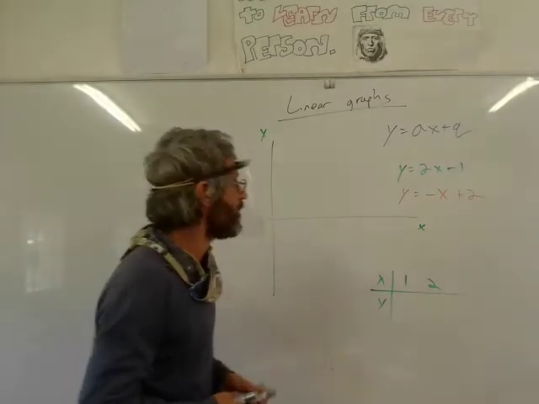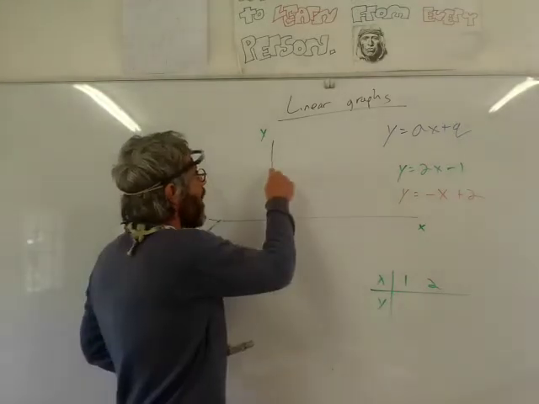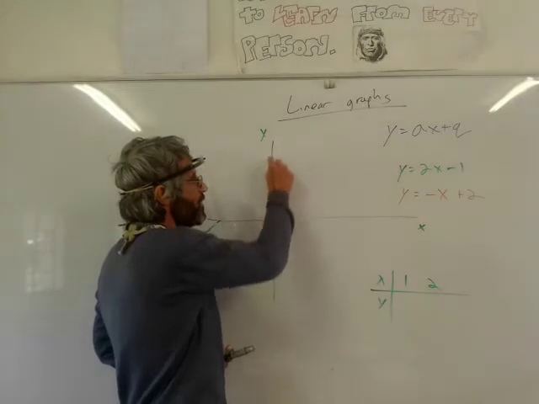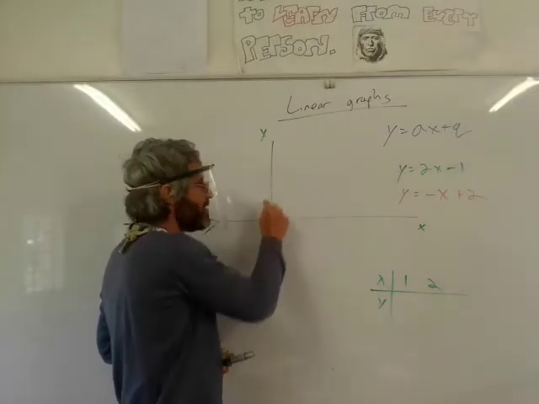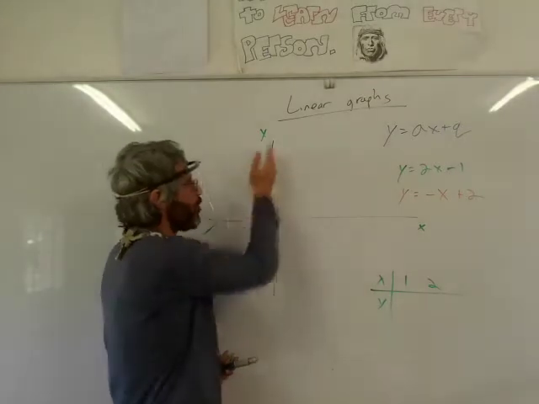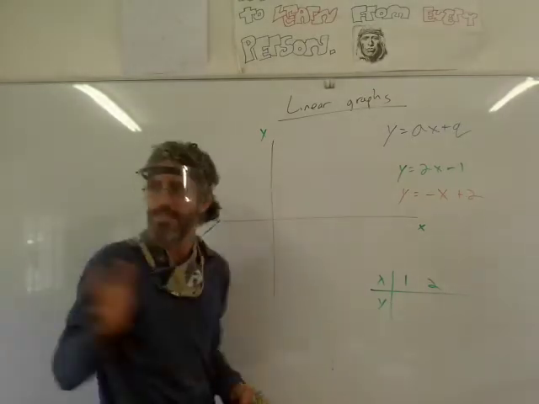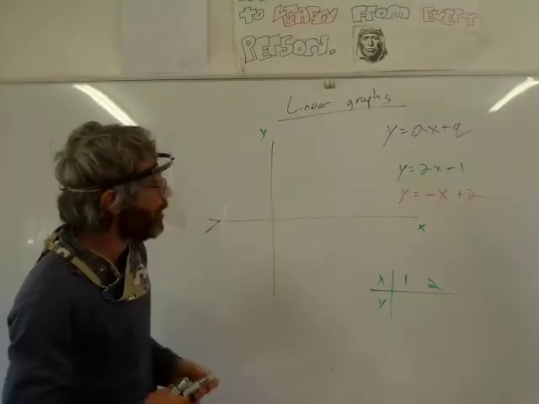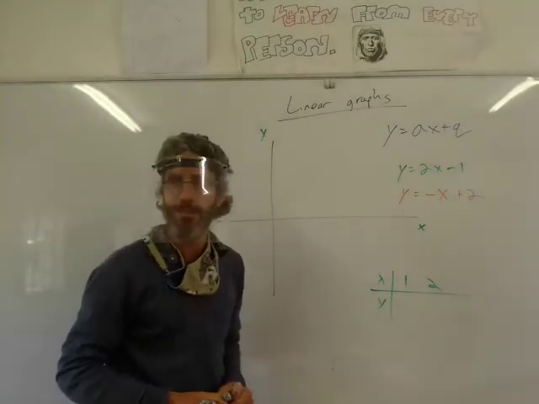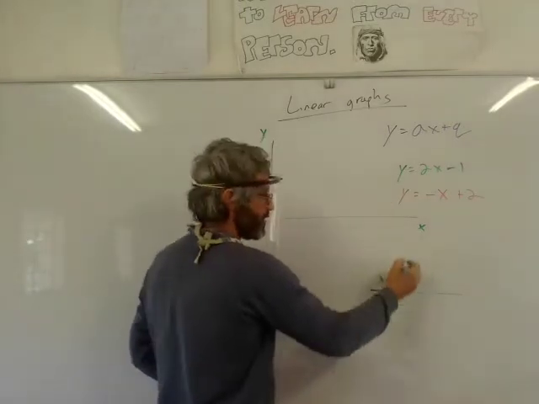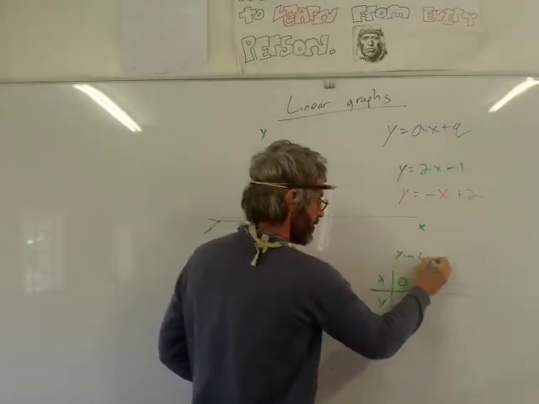And how are we going to find it? Well, for the y-intercept, what is the x when the graph crosses the y-axis? What is the x around here? Okay, when the graph crosses the y-axis, x is 0, isn't it? Everywhere along this axis, the x is 0. So to find the y-intercept, we're going to put x equal to 0. Okay, that's the y-intercept.